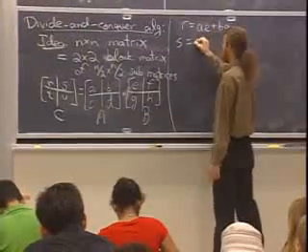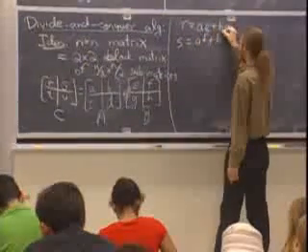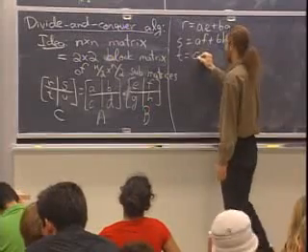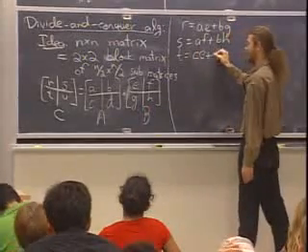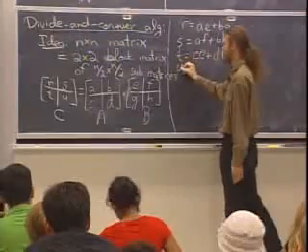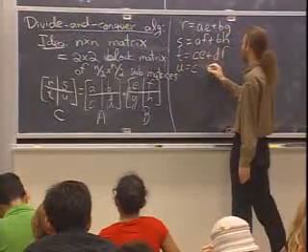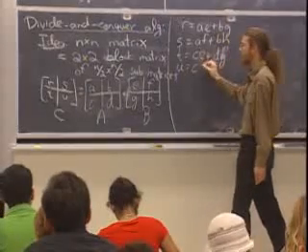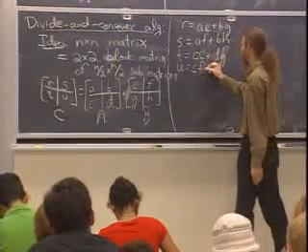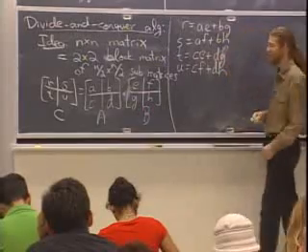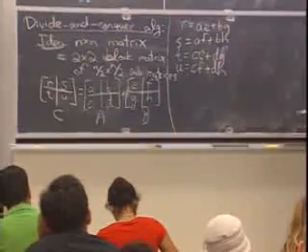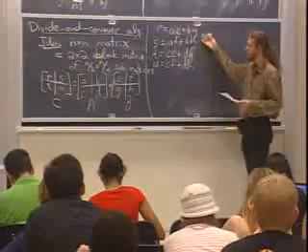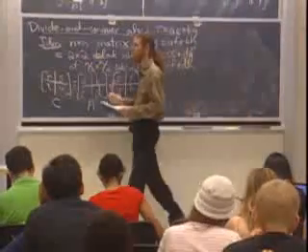S is AF plus BH. T is CE plus DG. And U is CF plus DH. It's nothing like making it too hard on yourself. Okay, got them right. Good. So, this is just a fact about how you would expand out this product.